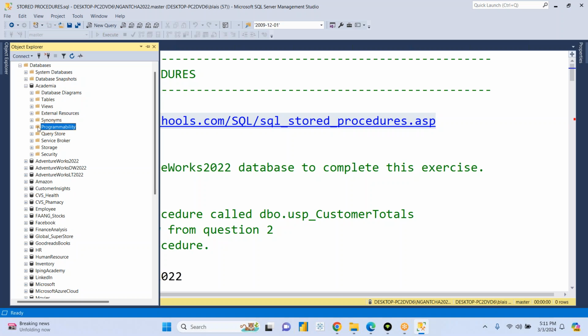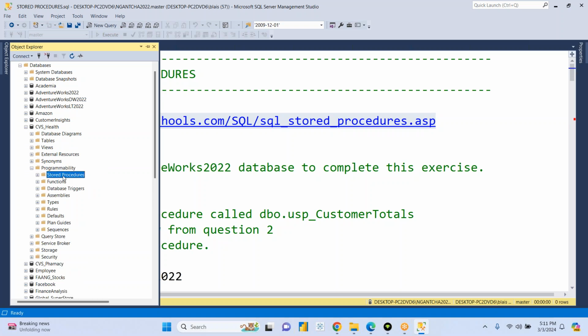They go into a special folder called programmability, and you can see them right there in stored procedures. So when you create a stored procedure, this is the folder that is going to contain them. This is a very important disclosure. So we've talked about tables, we've talked about views. So stored procedures, you'll find them in programmability. Every database has a folder called programmability. That's where functions and stored procedures are located. This is stored procedures, functions are right here.